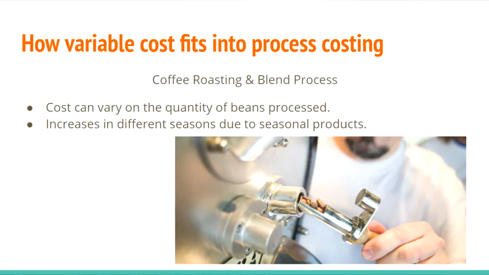So when you're talking about variable costing at Starbucks, there's a lot of things that you have to take into consideration. First of all, costs can vary on the quantity of beans processed, so that means depending on the amounts of beans that are processed at each individual Starbucks, this can determine what the cost at that Starbucks can be for those individual sizes and those types of coffee.